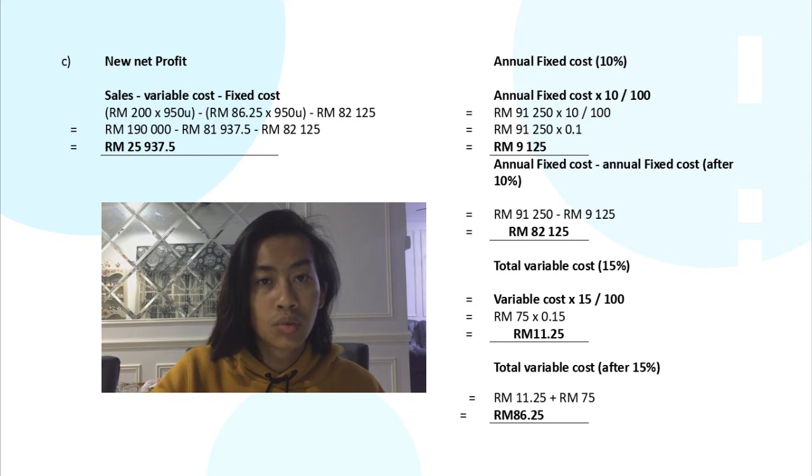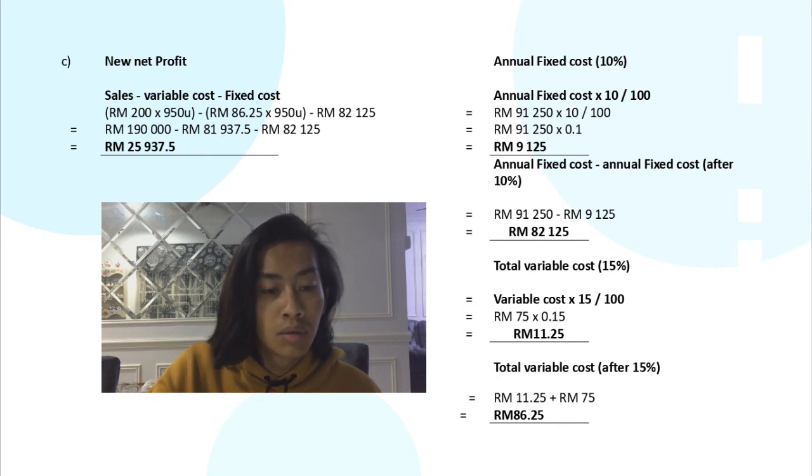Question 1C is: assume that the company increases its annual fixed cost and total variable cost by 10% and 15% respectively, and an increase in sales level is expected to be 1,100 units. Calculate the new net profit the company will earn if these changes are made.